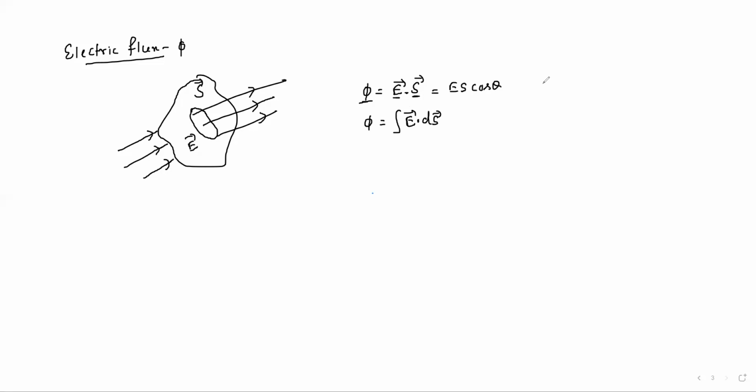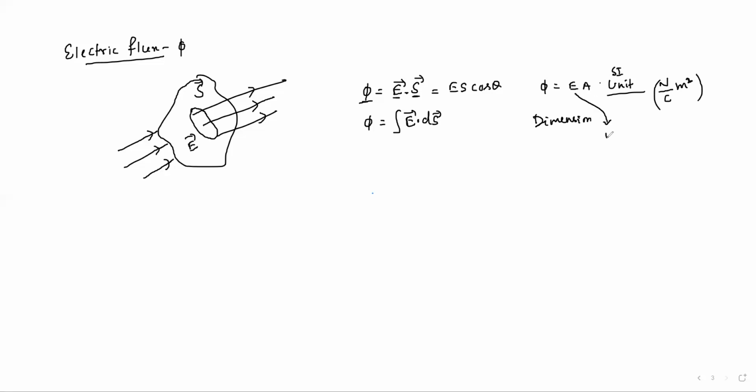And its unit: flux is electric field times area. So the SI unit will be, electric field unit is Newton per Coulomb and area unit is meter square. And dimension can also be asked. You can find the dimension of electric field and area. Electric field dimension may be asked in a question also.